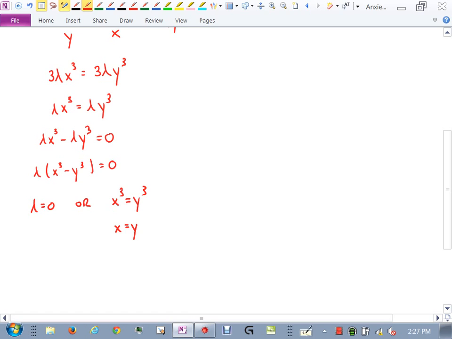How many supposes do we have here now? We kind of have 2, right? We're going to have to say, first, let's see what happens if lambda was 0. And then we're going to have to come back and say, what happens if x is y? What we're not saying is lambda is 0 and x is y. We have to look at them separately. So shall we start with lambda 0?